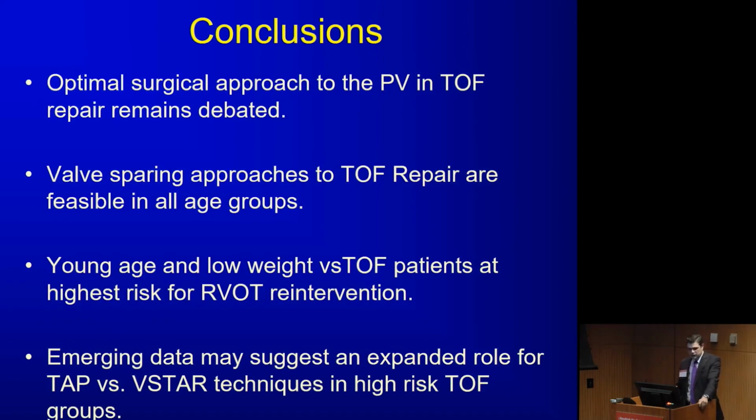So to summarize, I think, optimal surgical approach for the pulmonary valve in tetralogy of Fallot remains an issue of continued debate. Valve sparing approaches to TET repair are feasible in all age groups. I think we've shown that. As the Boston group has shown, young age and low weight in valve sparing TET patients, those are the ones that are at high risk for needing reinterventions down the road. And I think emerging data is really going to suggest an expanded role for the transannular patch or these valve sparing reconstructive techniques in high risk tetralogy of Fallot groups.